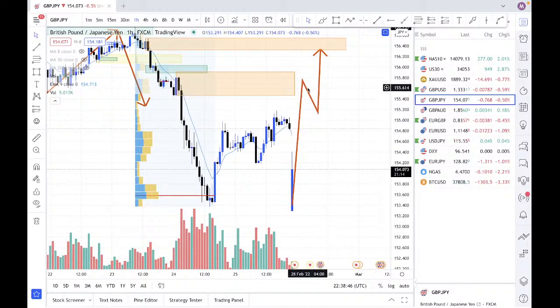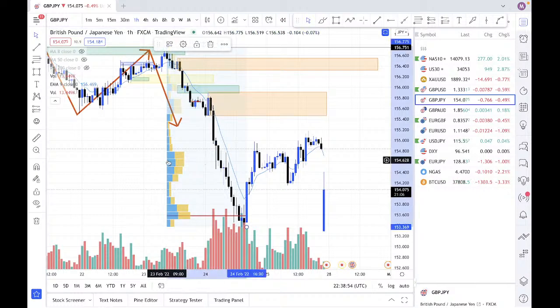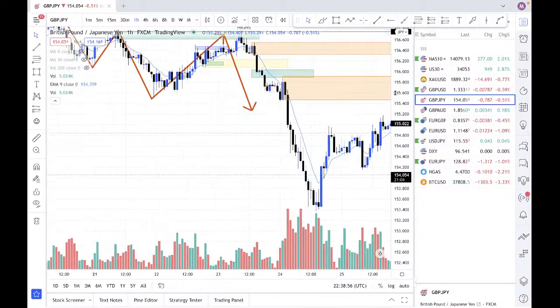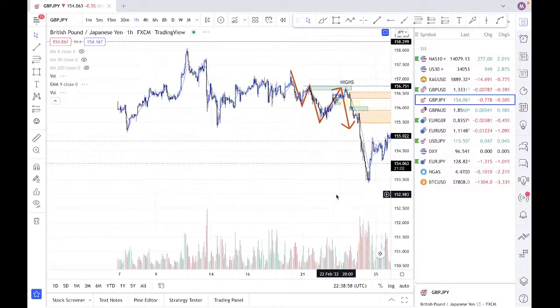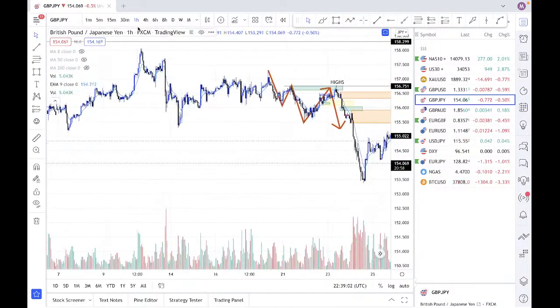Probably, more than likely, we'll see GG come back up into these areas before, if it does want to continue down, then do that. That's what I would potentially look to see price do this week or next. You can see we're on a nice downtrend.